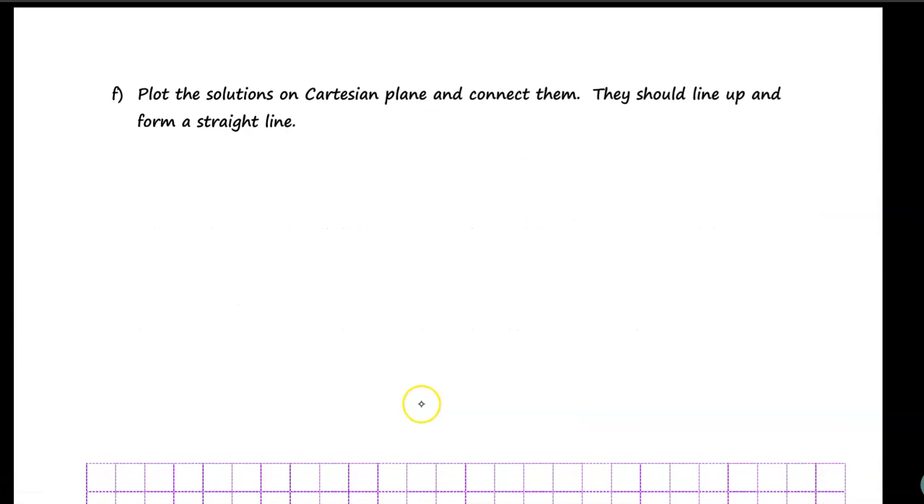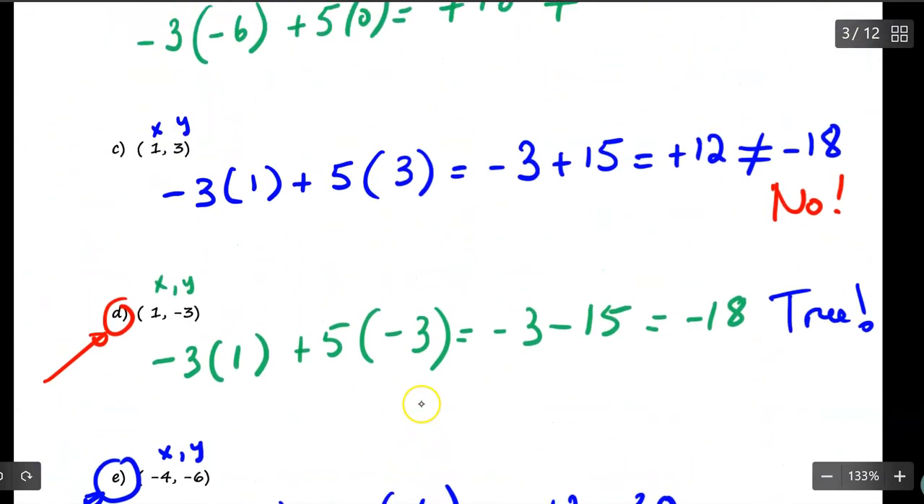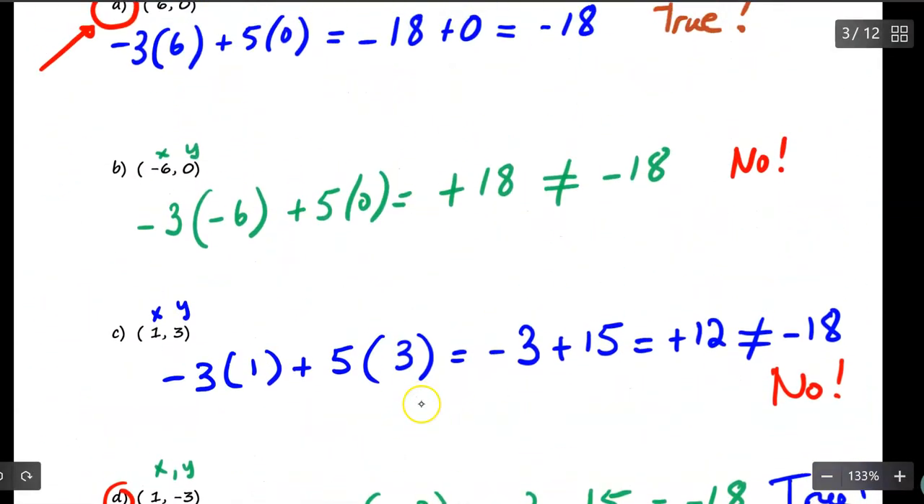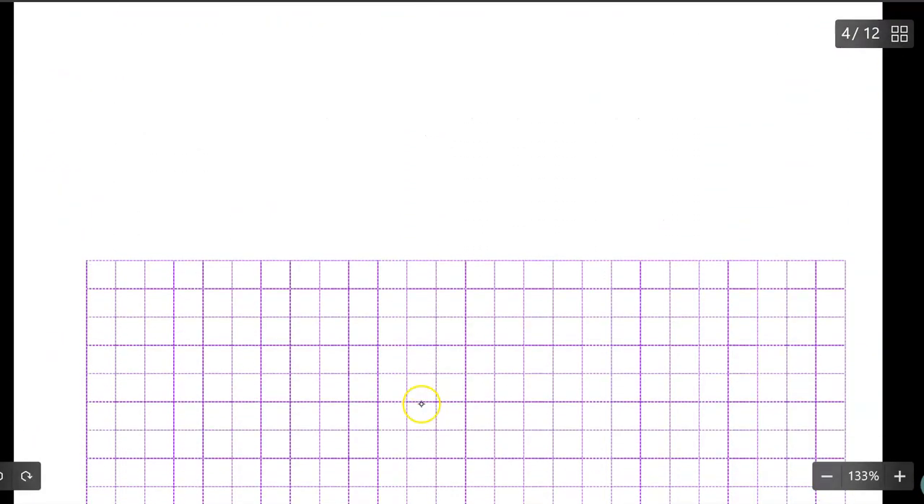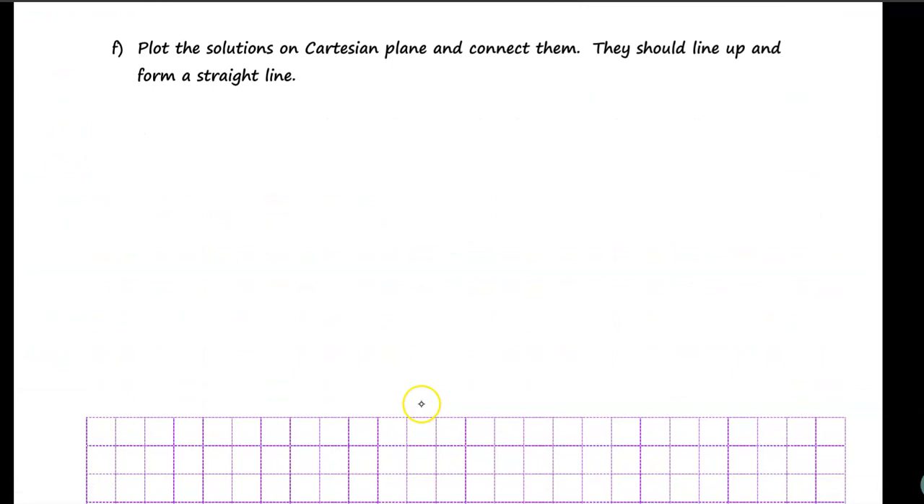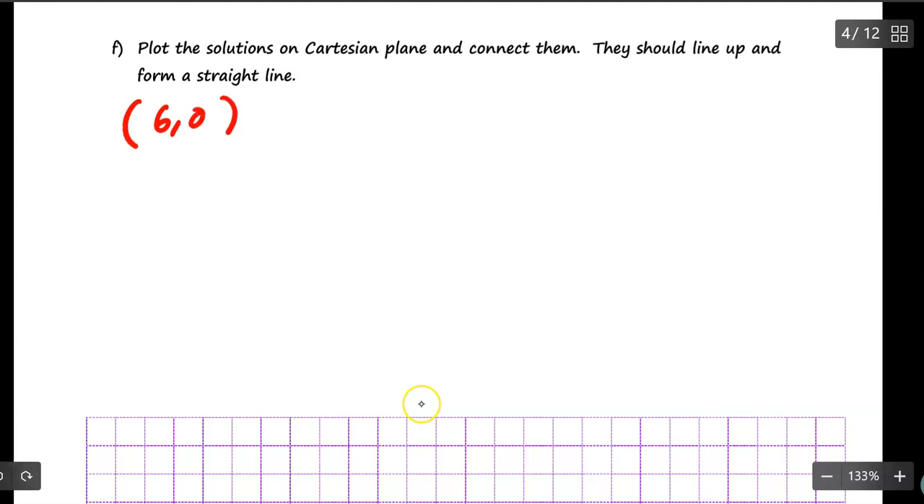So we need to plot the solution on the Cartesian plane and connect them. They should line up and form a straight line. So which one is the solution? Here we only have 3 points. So I'm going to write down the points that are true here. So I will have 6, 0. I will have 1 and -3. And I will have -4 and -6. These are the true points.